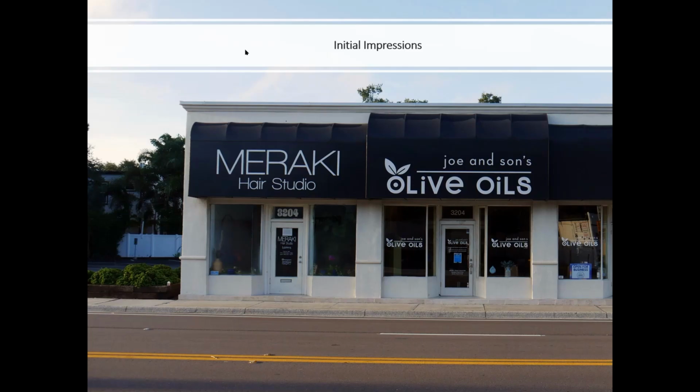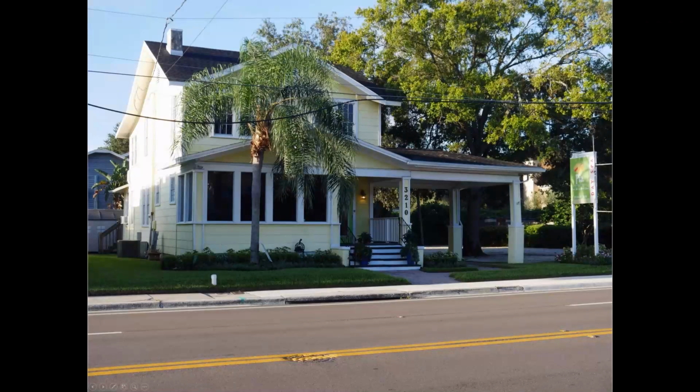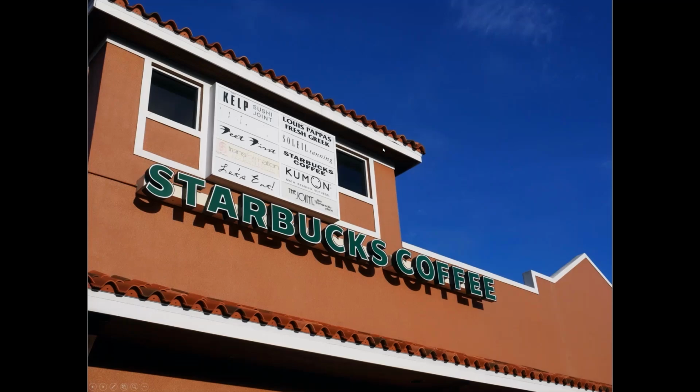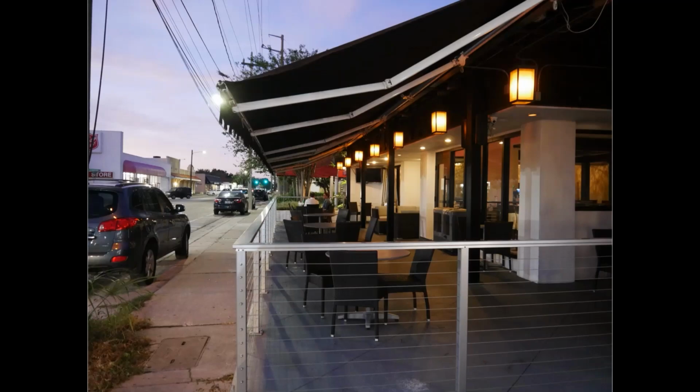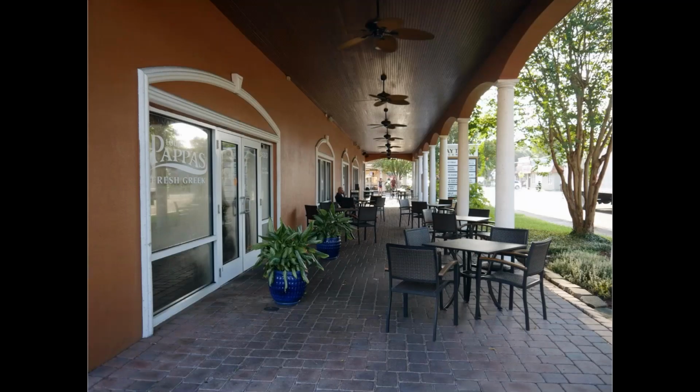Okay, so our first impressions. We talked about the buildings earlier. There's quite a few nice looking buildings in the Palma Ceia district. There's a good variety. You've got some new buildings, you've got some old converted homes that have turned into businesses. You have some of the chain stores and buildings that bring together a number of businesses in one location. Nice outdoor cafes already there, and places for people to sit, have a cup of coffee, and converse with each other. So there's a good basis of businesses that already exist in the district.